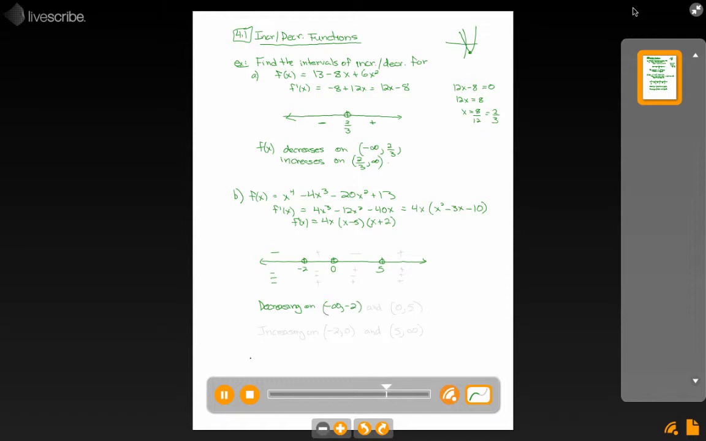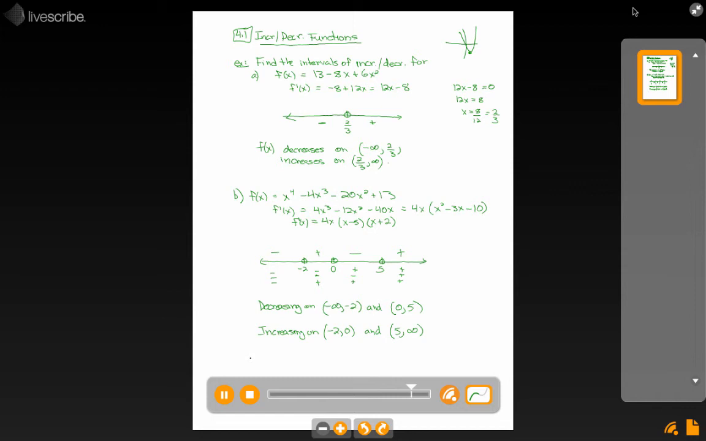Pick a number in between, like negative 1, and I'll have a negative times a positive, and so my function is increasing on this interval from negative 2 to 0. Not increasing or decreasing at negative 2 or at 0. Now try a number between 0 and 5, and I'll have positive, a negative, and a positive, and this thing is decreasing again, so it's also decreasing from 0 to 5. And finally pick a number greater than 5, and I'm going to have positive, positive, positive, which means this thing is increasing, and so from 5 to infinity I have an interval of increase.